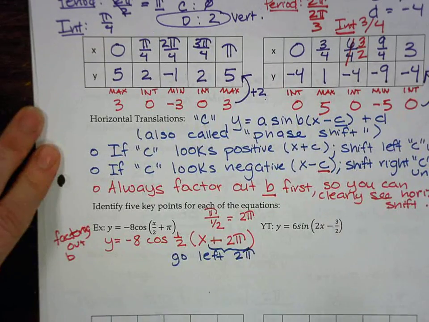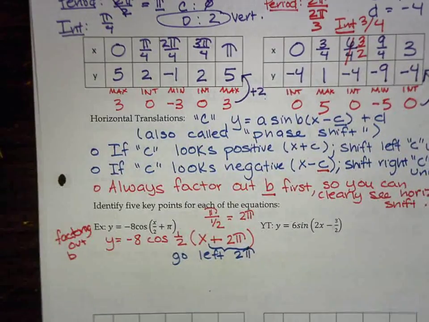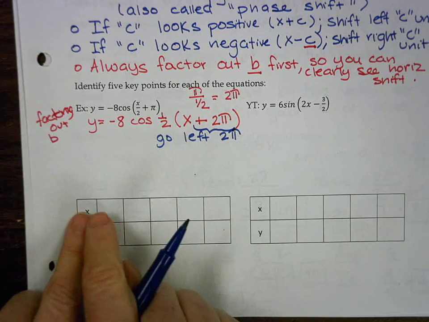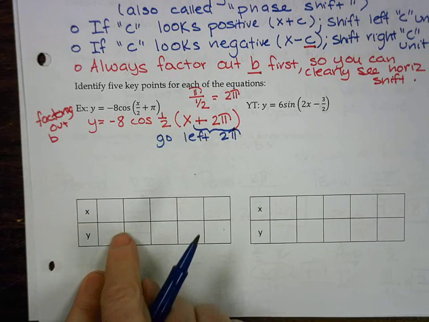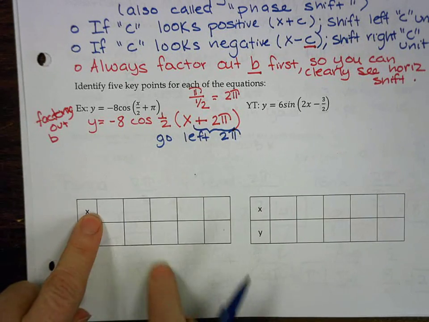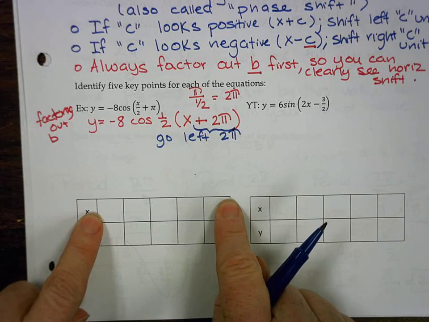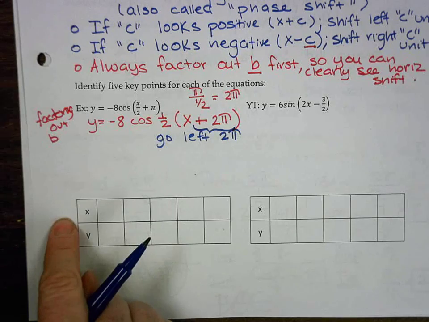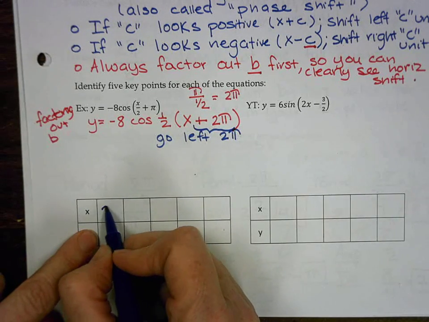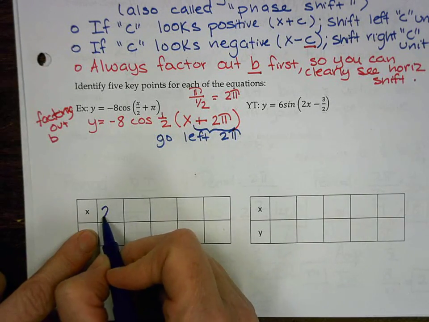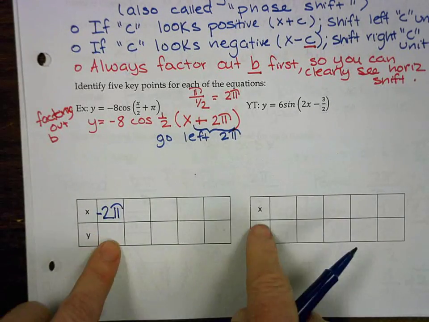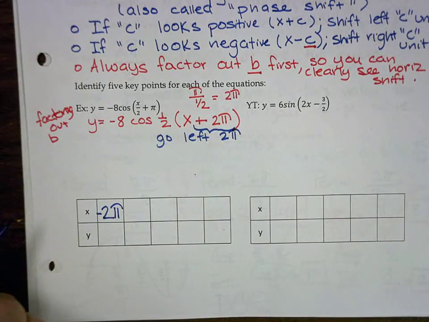So what does that mean for me? Well, it means it affects my table. The whole graph normally starts at 0. So it starts at 0 and it's a positive cosine. But this graph is shifted left. Okay, so we're going to start at -2 pi, because we shifted the graph over to the left.